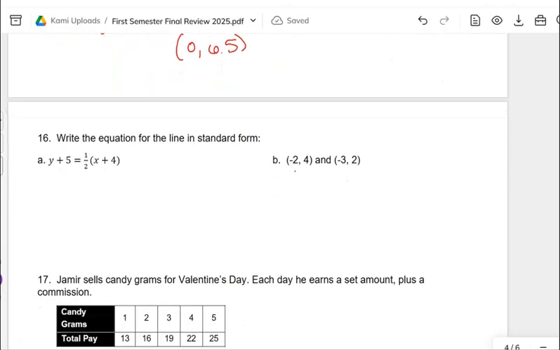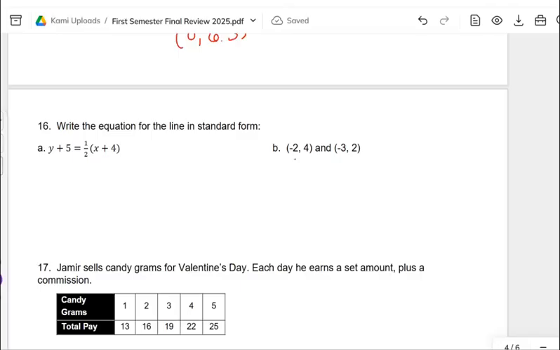Okay, so this says write the equation for the line in standard form. So the very first thing we need to do is just solve it, put it in slope-intercept form. So I'm going to first distribute that 1/2 throughout. So I have y plus 5 equals 1/2 x plus 2. Then I subtract 5 from both sides. Sorry about my dog in the background. 1/2 x minus 3.